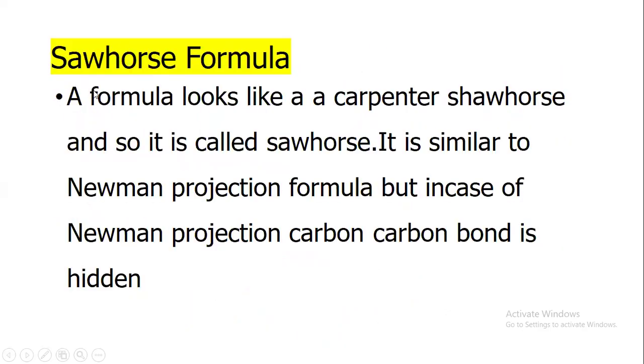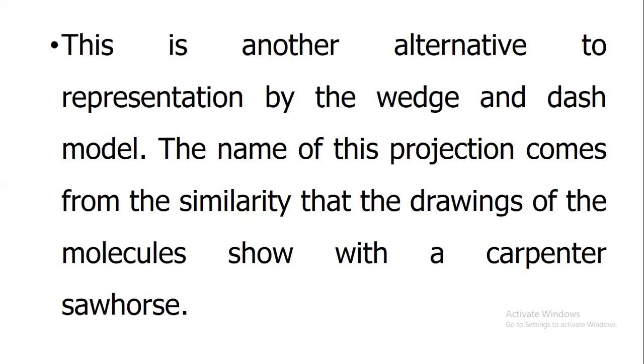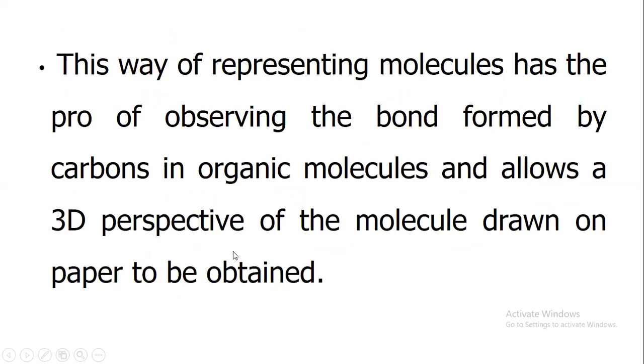Sawhorse formula. A formula that looks like a carpenter's sawhorse, and so it's called sawhorse. It's similar to the Newman projection formula, but in the case of Newman projection, the back carbon bond is hidden. This is another alternative representation, like the Wedge and Dash model. The name of this projection comes from the similarity that the drawings of the molecules show with the carpenter's sawhorse.